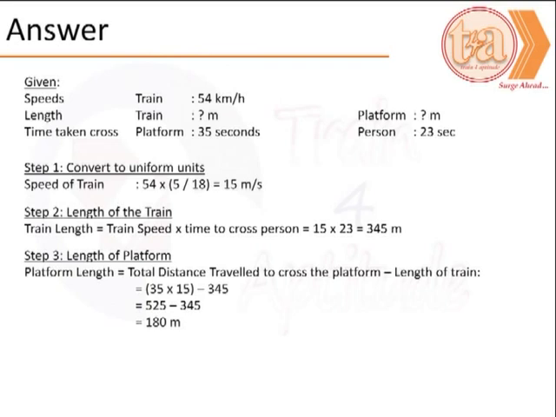The next step is to calculate the length of the train. Given that it crosses the individual in 23 seconds, we have 345 meters as the time taken times the train speed, which is equal to the length of the train. The next step is to calculate the length of the platform, which is nothing but the total distance traveled by the train to overtake the platform minus the length of the train. That is 525 meters minus 345 meters, which is 180 meters.